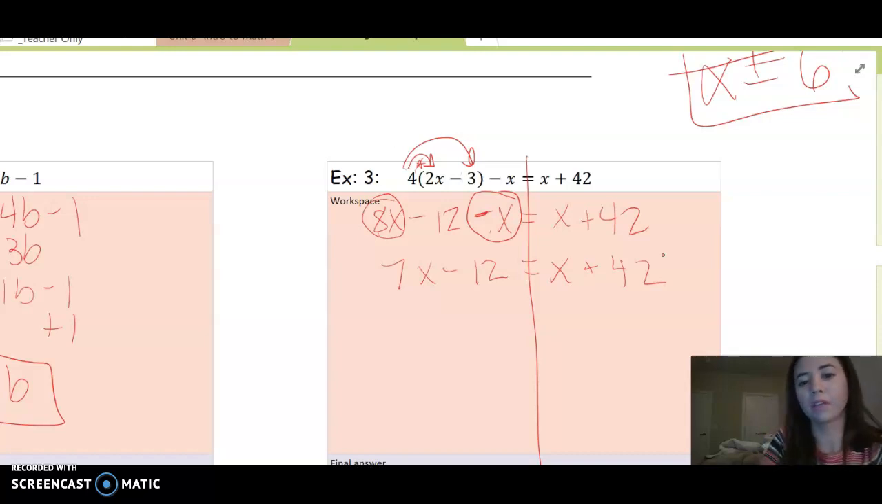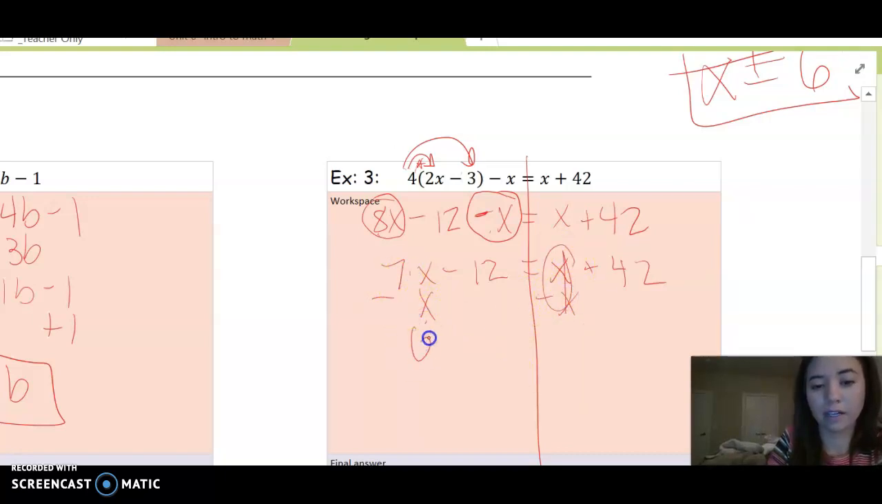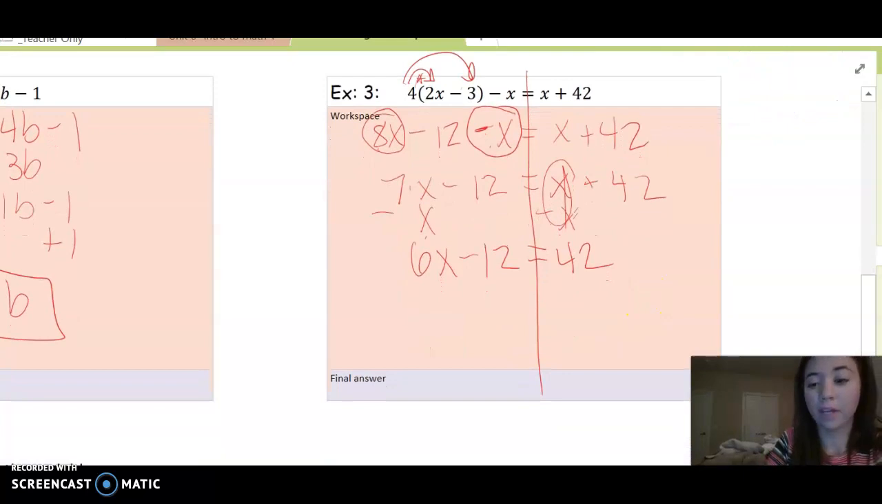Next step, number 2, is to move my variables to one side and then my numbers to the other side. Between a 7x and a 1x, the 1 is smaller, so I'm going to move that by subtracting x from both sides. Those cancel. 7x minus x is going to be 6x. Now I'm going to get my numbers to one side. I've got to move my subtraction and addition first. The opposite of subtract 12 is to add 12. Inverses cancel.